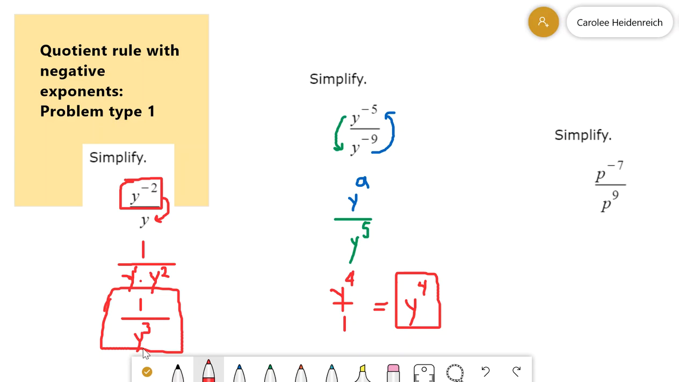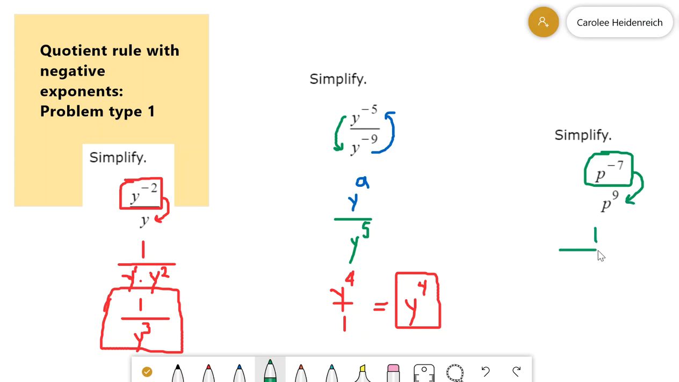This first one, we had our answer in the denominator because that's where we needed to be with that first, with the numerator being moved down. Okay, let's try this last one. So on this one, the only part that has a negative exponent is this p to the negative 7. So that expression needs to move to the denominator.